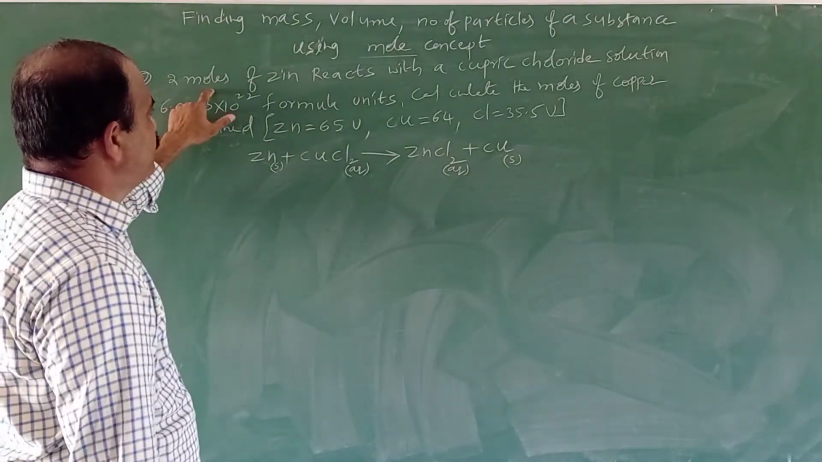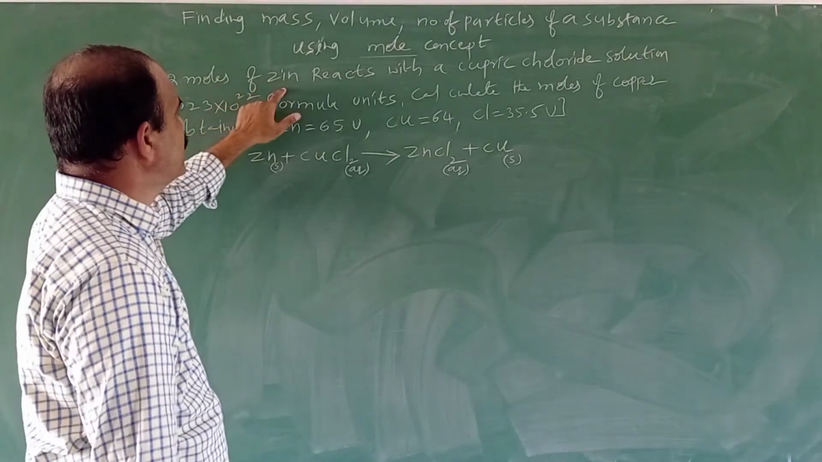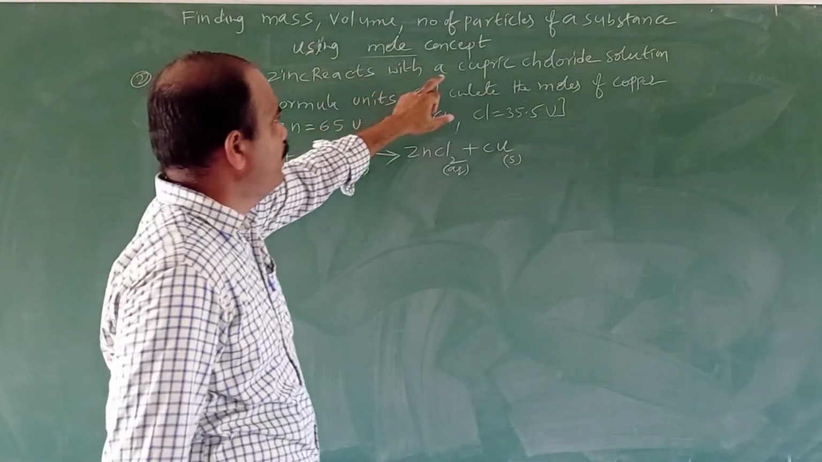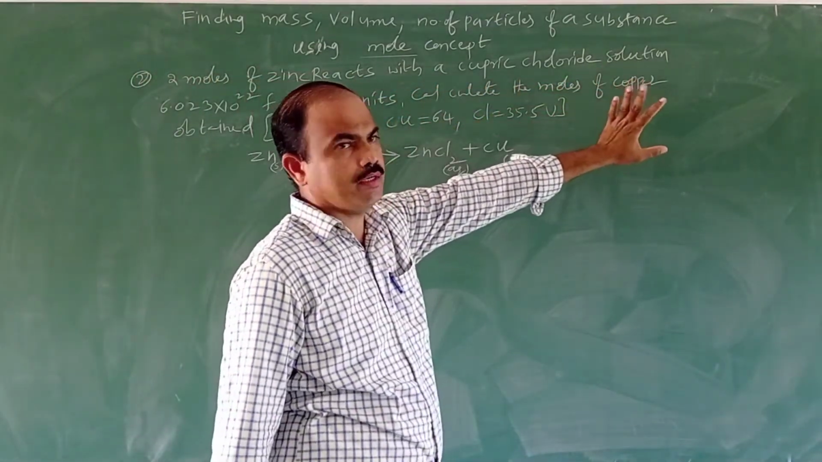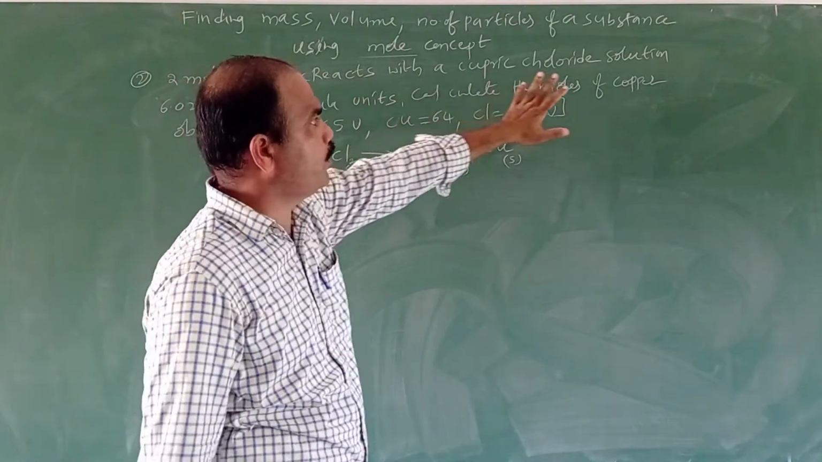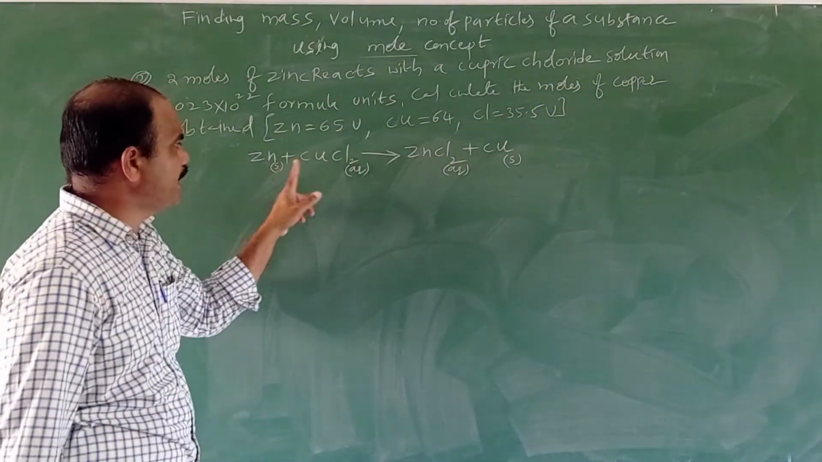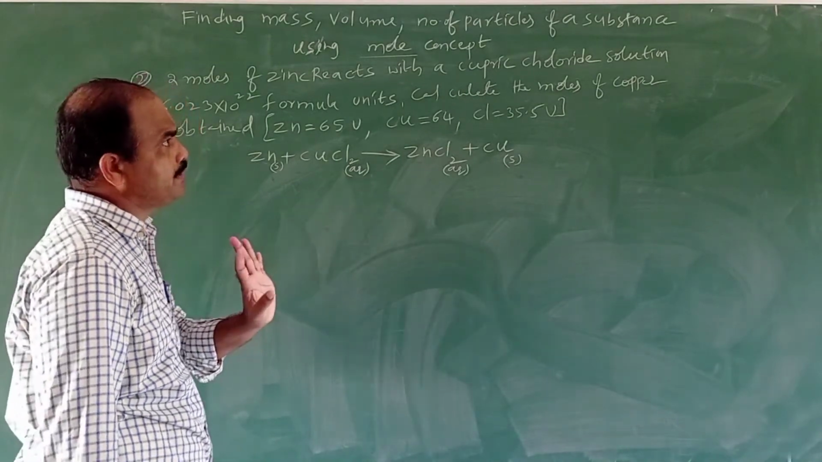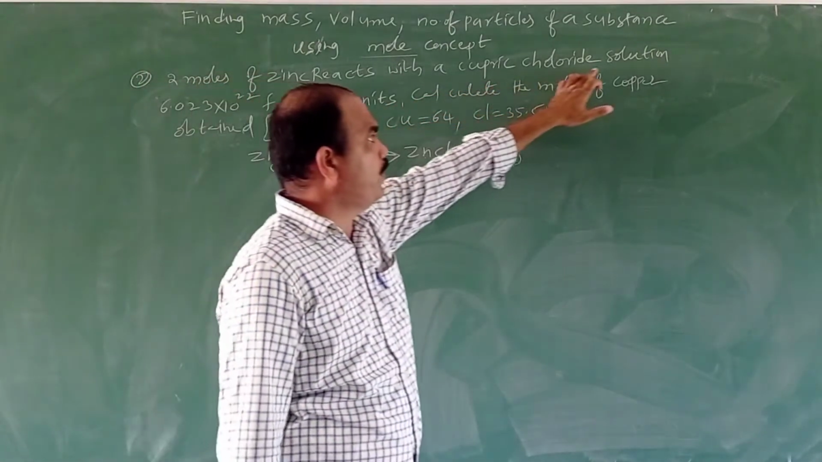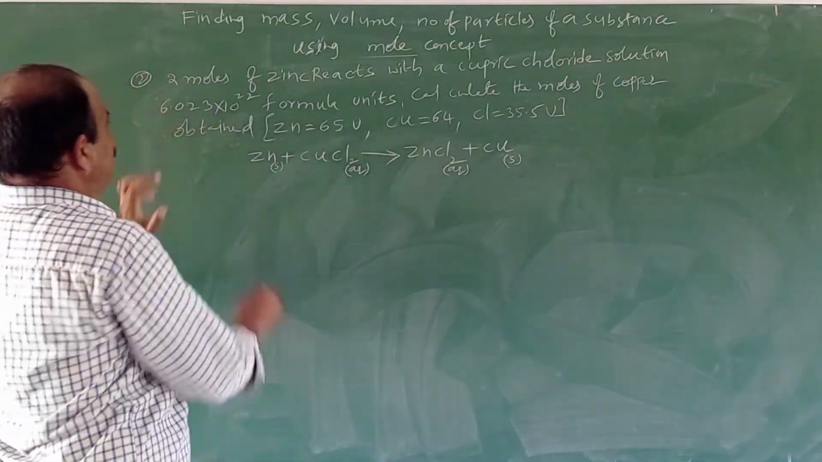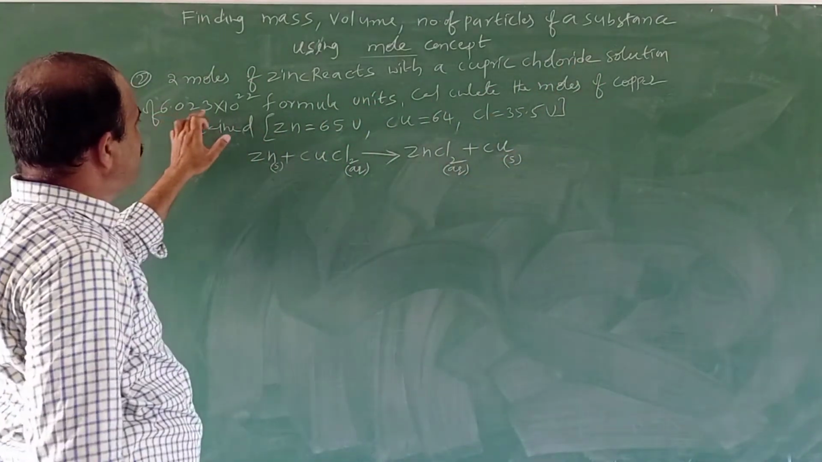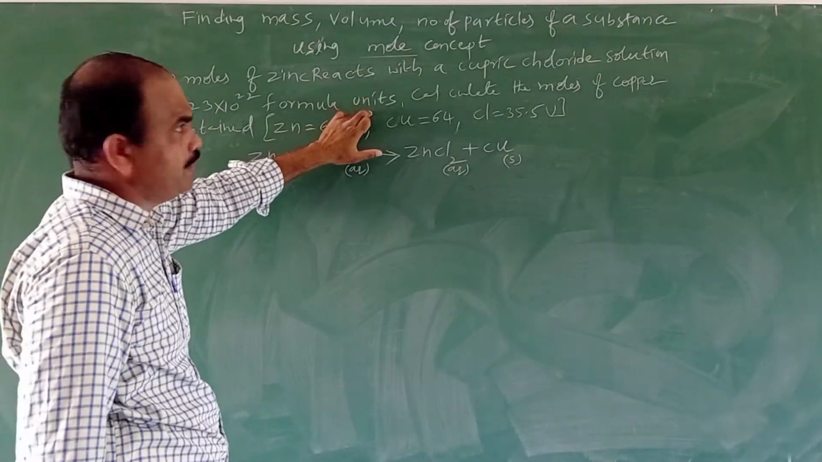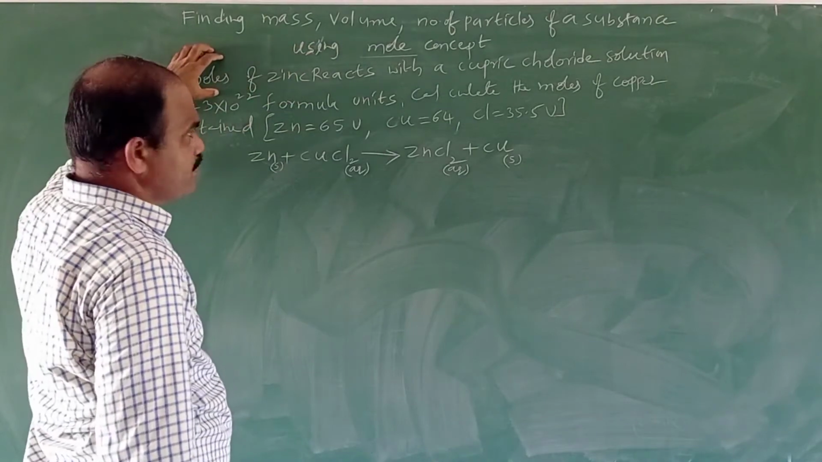So 2 moles of the zinc reacts with a cupric chloride solution. Zinc is reacting with cupric chloride solution. And how many reactants are there? 2 reactants. So cupric chloride solution of 6.023 into 10 power 22 formula units. And the zinc has the 2 moles.